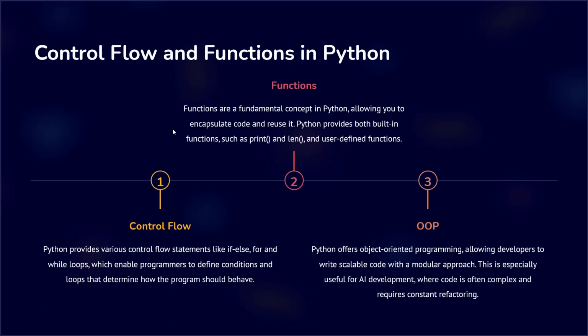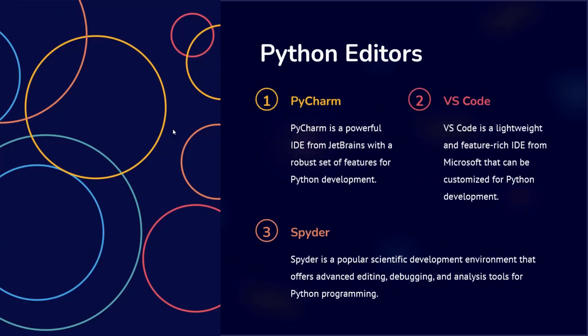The third thing is OOPs. It is a feature of object oriented programming, which treats real world entities as objects, allowing for modular, reusable, and efficient code development, which is used if we are doing some AI development or some complex programming. So this concept comes under that.